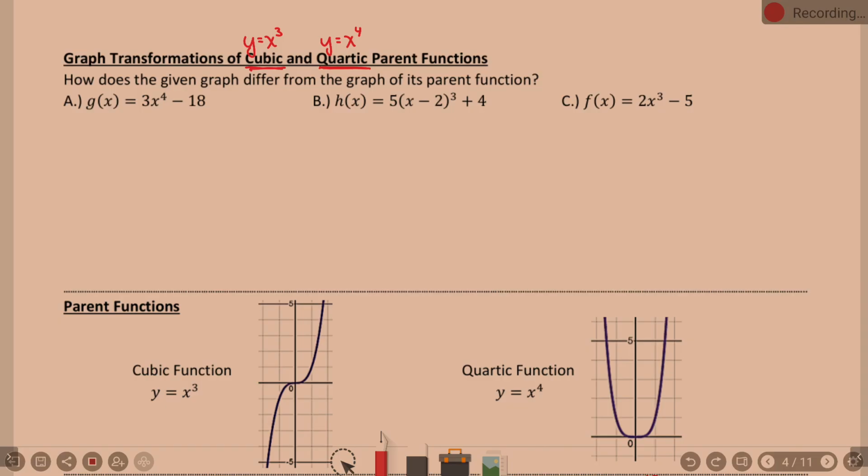But one of the things we need to be able to do, what we've been doing since chapter 1, is being able to tear this apart and describe it. What are the various transformations that are happening? So going back to your list of transformations, that hopefully are becoming pretty familiar to you at this point, and figuring out what all the pieces are. So as we look at A, g of x equals 3x to the fourth minus 18, what kind of transformations do you see? What's the 3 going to do? Or what's the 18 going to do?